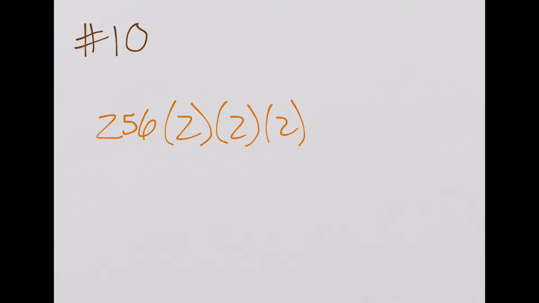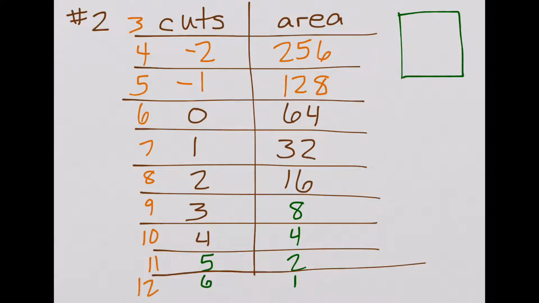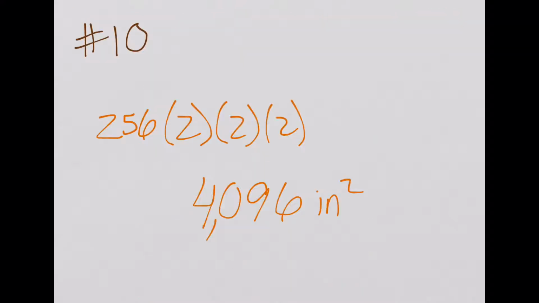How many times do you need to keep going? You end up with paper that is 4,096 square inches, because we had to roll that back 3, 2, 1 more times. 3, 2, 1, yeah. So check and make sure I did my math right. Is 256 times 2 times 2 times 2, 4,096 square inches? Okay, I hope that's enough information to help you out on number 10.